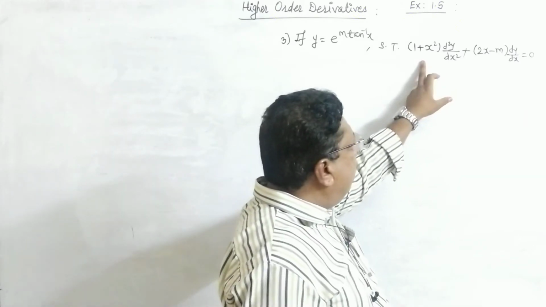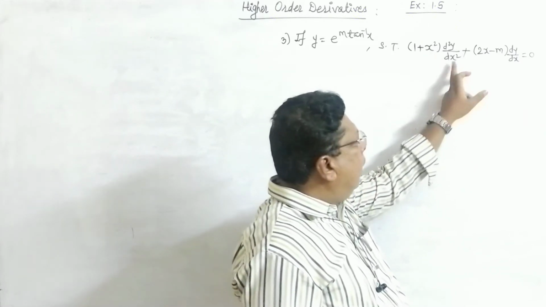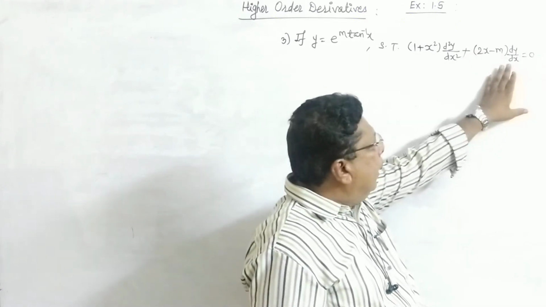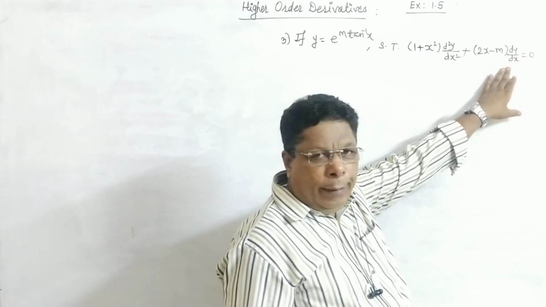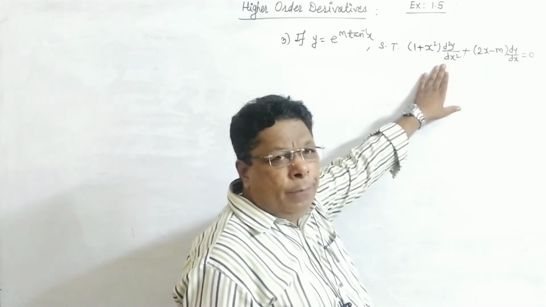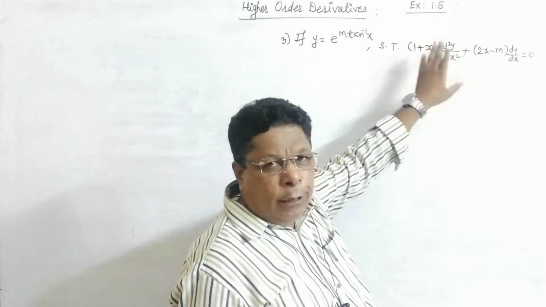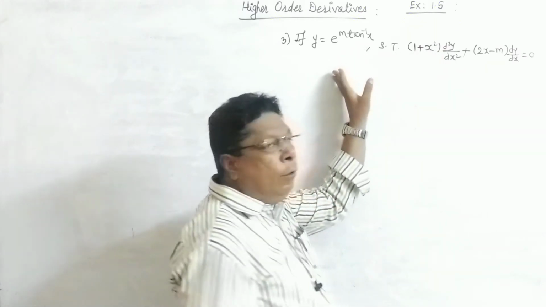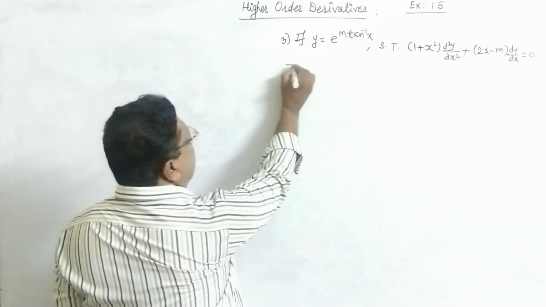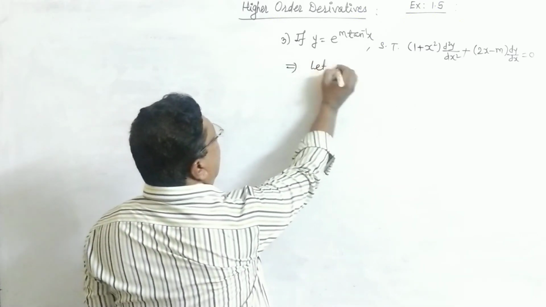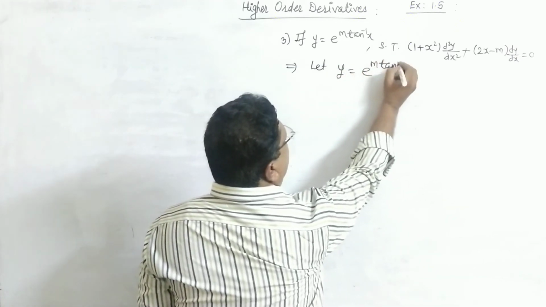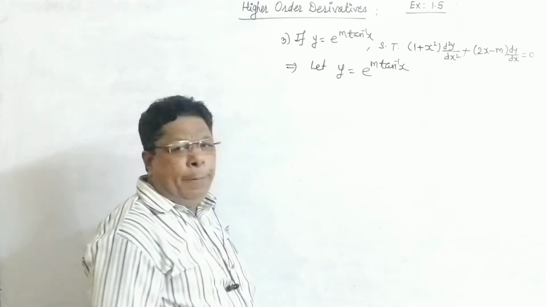1 plus x square into d square y by dx square plus (2x minus m) into dy by dx equal to 0. dy by dx is the first order derivative of y with respect to x. d square y by dx square is the second order derivative of y with respect to x. It means we have to differentiate the given function two times. So take the function first. Let y equal to e power m tan inverse x. Now differentiate this.